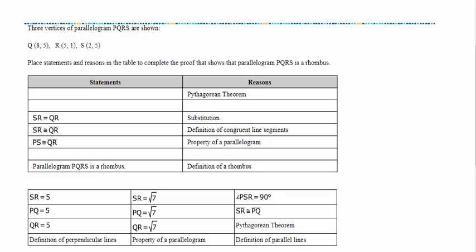So the first thing that I like to do is to go ahead and graph it. It will hopefully help out a little bit. We see that all of ours are positive. We have (8, 5), so 1, 2, 3, 4, 5, 6, 7, 8, then up 5. This is Q. And then (5, 1), so 1, 2, 3, 4, 5. This is R. And (2, 5), so 2, then up 5.